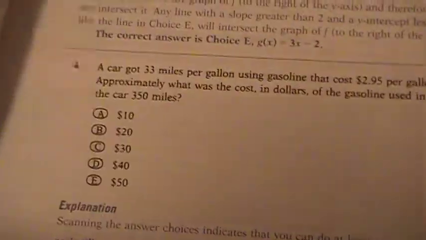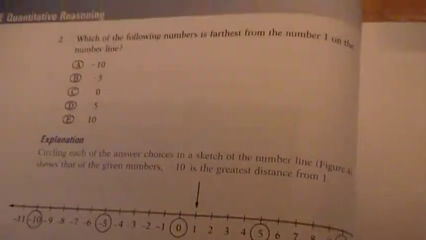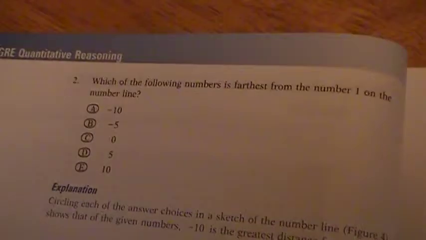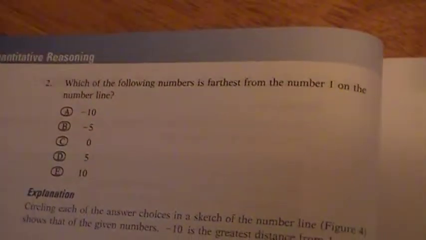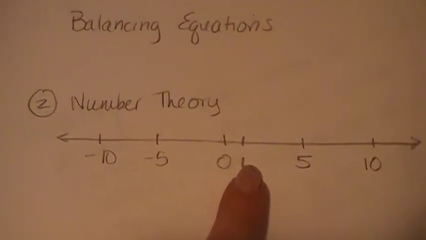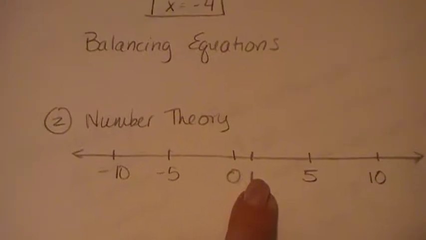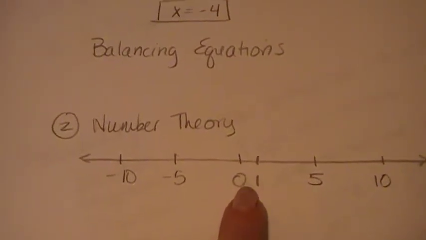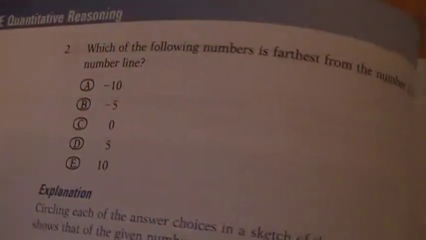So let's take a look at the next kind of question. The next kind of question is a number line question. We might categorize it under number theory, and it says, which of the following numbers is farthest from the number 1 on the number line? So draw a number line, but don't put all the numbers on the number line. Here's the one we're interested in, number 1. So post the other numbers on the number line that were in the answers, right?